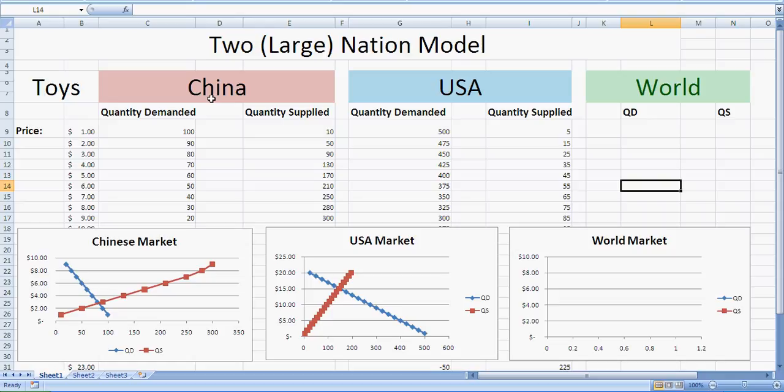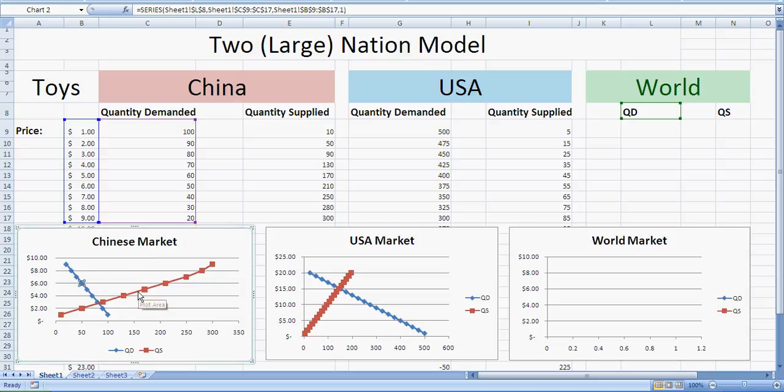Alright, just to start off, this is the demand line for the Chinese market for toys, and this is the supply line for the Chinese market for toys. Demand is in blue over here, and supply is in red over here. So you read this chart and you say at a price of $2 there are 50 toys supplied in China, and just a little bit less than 100 toys demanded.